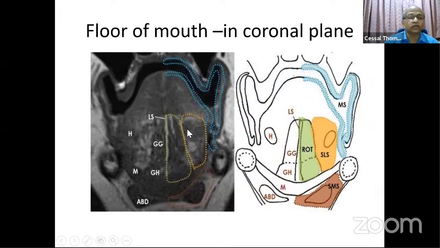Lateral to the root of the tongue, you are seeing the sublingual space. One more muscle I am seeing here is the mylohyoid. One more muscle here is the digastric muscle, the anterior belly of the digastric muscle. The anterior belly of digastric, mylohyoid, and geniohyoid muscles have nothing to do with the tongue. These three muscles form the floor of mouth.